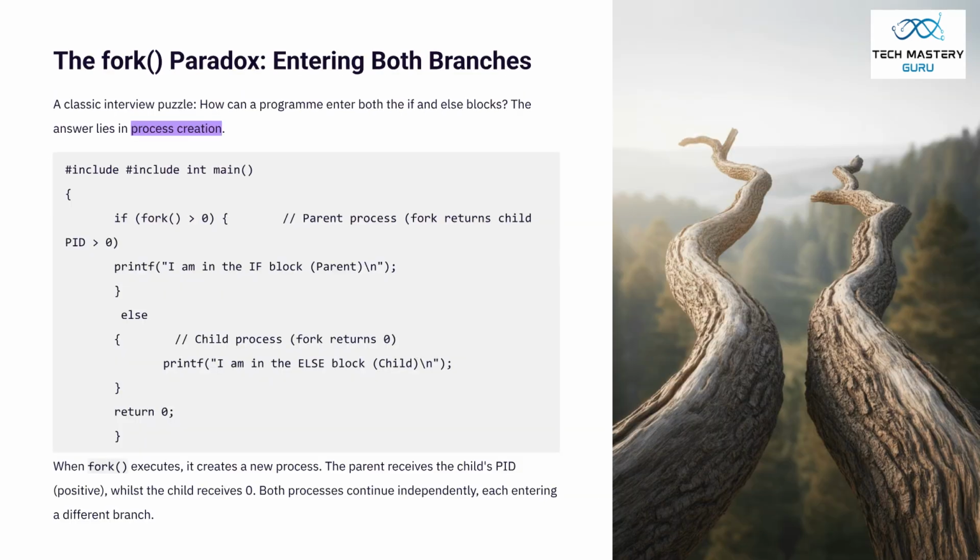The fork paradox allows a program to enter both if and else blocks. When fork executes, it creates a new child process. The parent receives the child's process ID, entering one block, while the child receives 0, entering the other, both running independently.